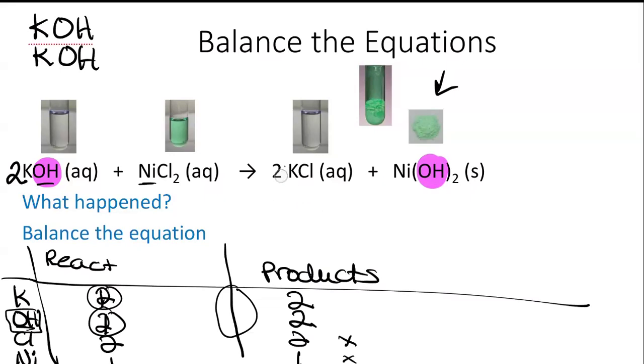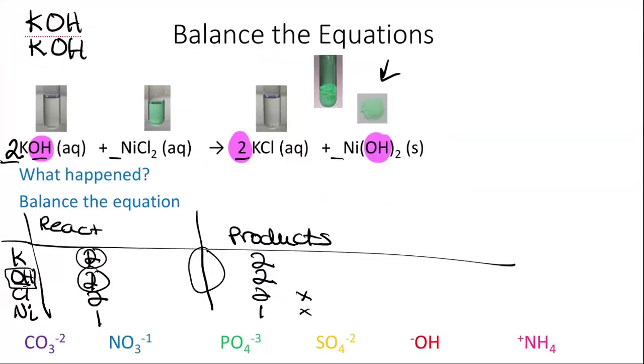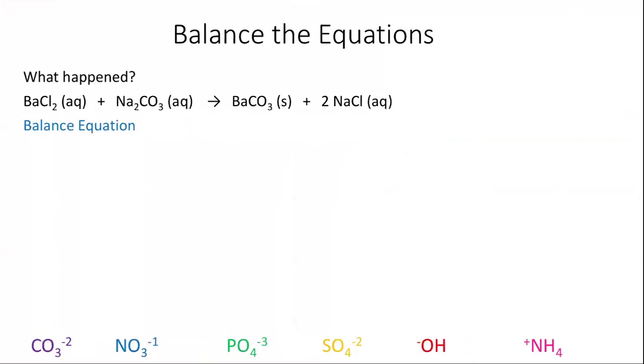So I'm just going to erase all this extra crud, and I have 2 KOHs, 1 nickel, it's understood, 2, and a 1 in front of the nickel. We're balancing equations, double displacement reactions, and we're always looking for our polyatomic ions, so we can just call it a unit, group it together.